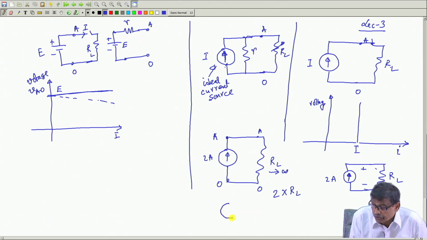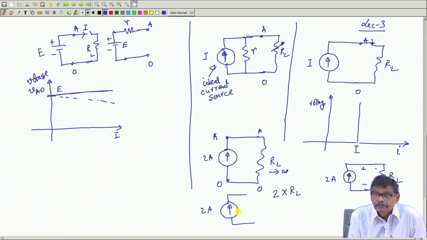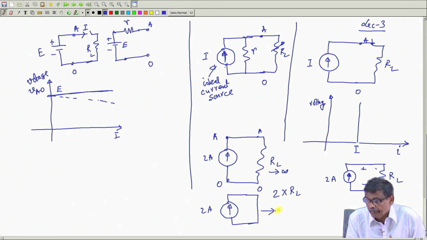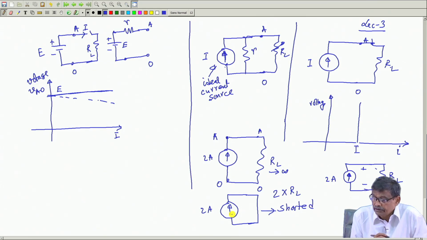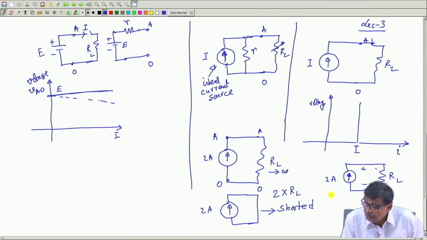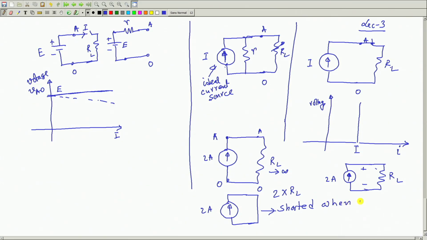Instead, an ideal current source, which has got no internal resistance. No internal resistance means infinite internal resistance. This should be kept shorted. Current source terminals should be kept shorted when not in use.